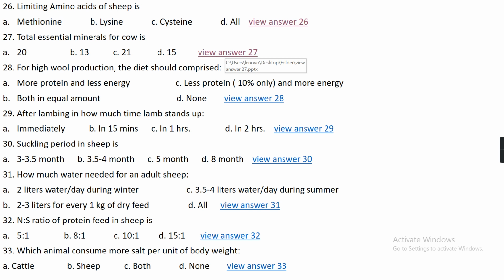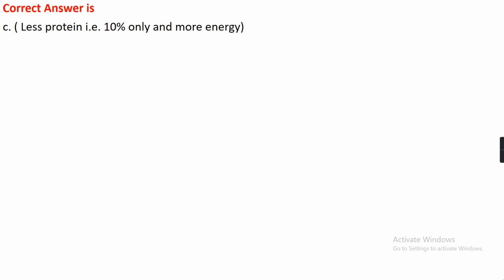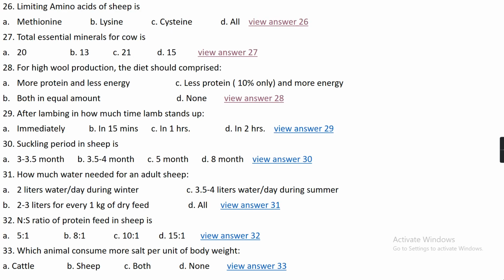Okay. Question number 28. For high wool production, the diet should comprise option A, more protein and less energy, option B, both in equal amount, option C, less protein, that is only 10%, and more energy, or option D, none. The right answer is C: less protein, only 10% protein, and more energy should be given for high wool production in the case of sheep.